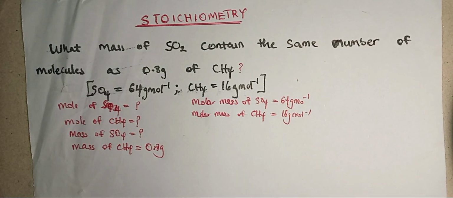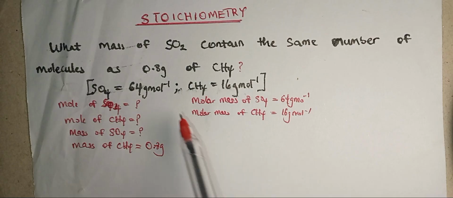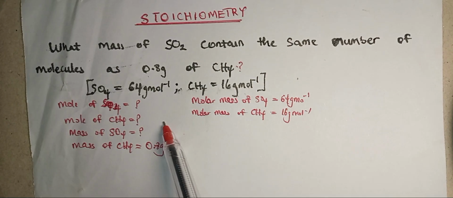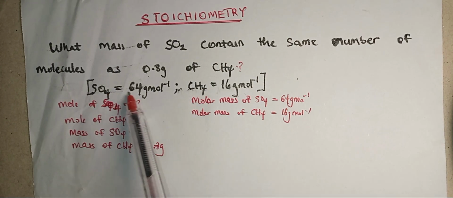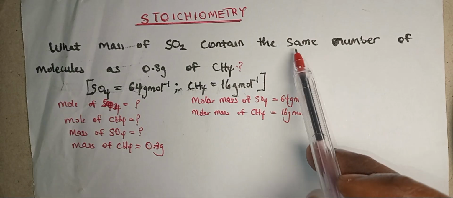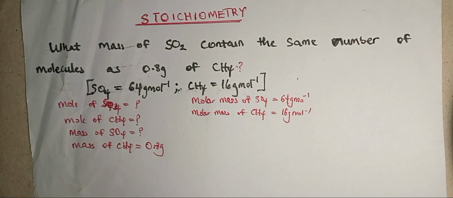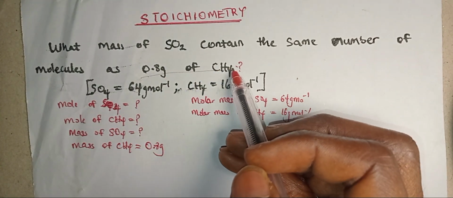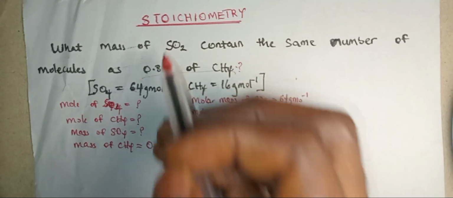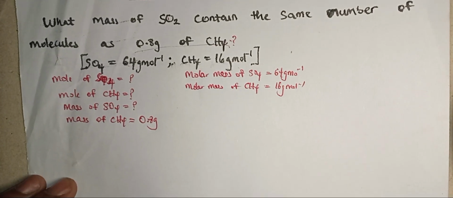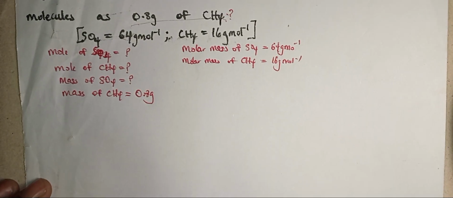So having written this, if you note from the question, we only have the mass of CH4 and the molar mass of CH4. We have the molar mass of SO2, but we don't have the mass of SO2. So since both of them have the same number of molecules, we are going to calculate the mole of CH4. The mole that we get from this, we now use to calculate the mass of SO2, since both of them have the same number of molecules. This is an Avogadro's problem.